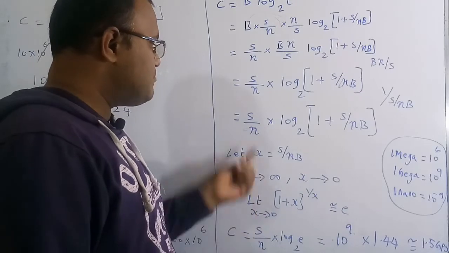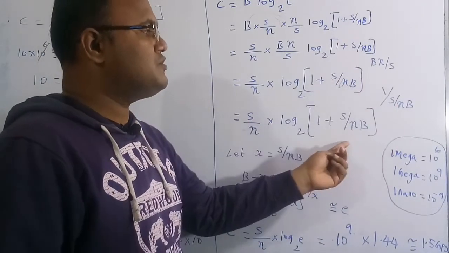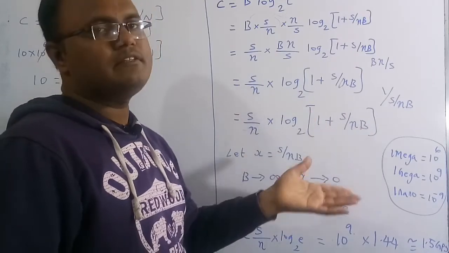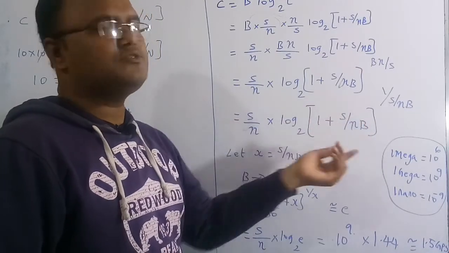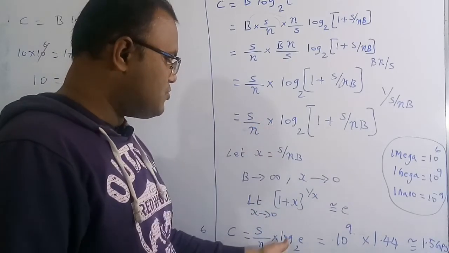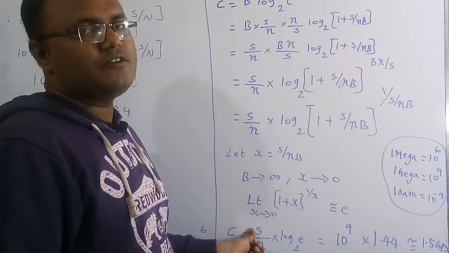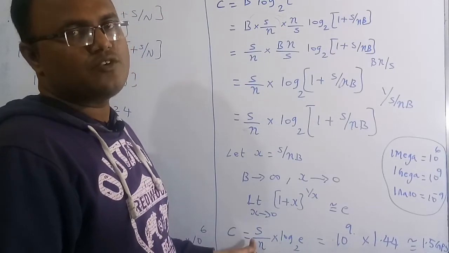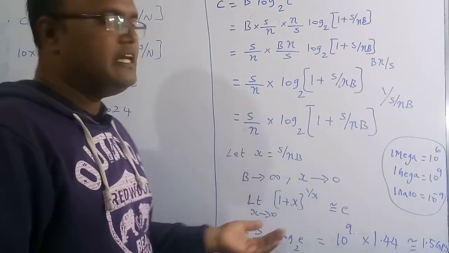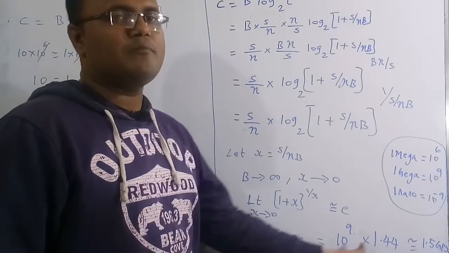Therefore we get S by eta into log e base 2, because all this value has converged to e, whenever the bandwidth is infinity, based on the mathematical relation. S by eta, as we already know, is the ratio of the signal power to the power spectral density. It is constant for the first case and also the second case. Its value is 10 to the power of 9, and log e base 2 value is 1.44.